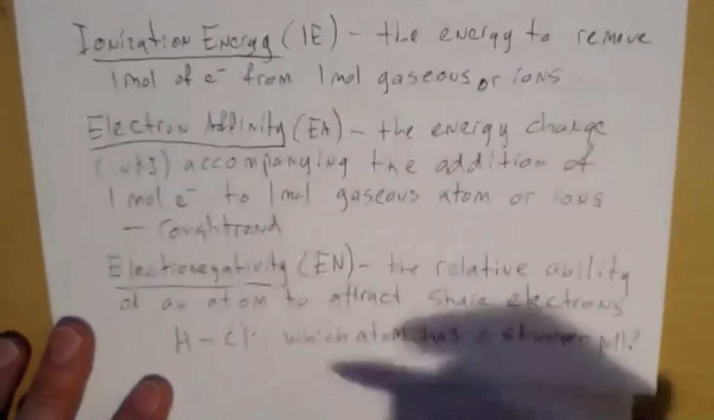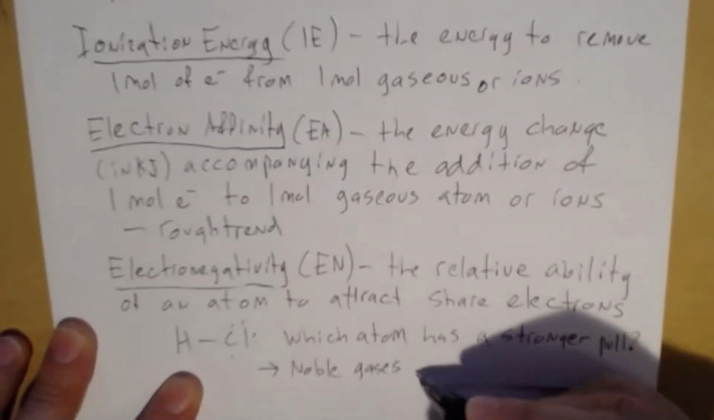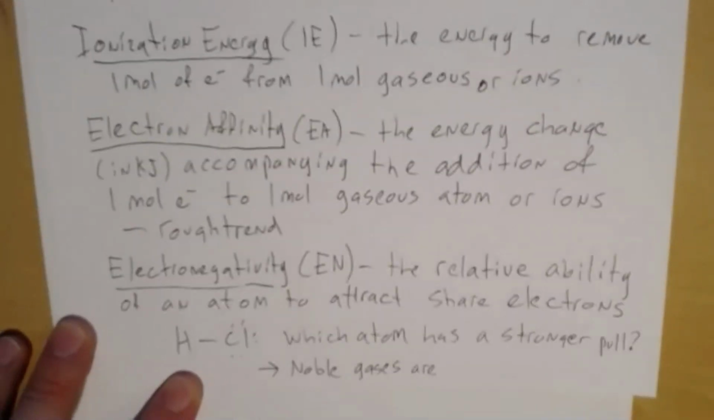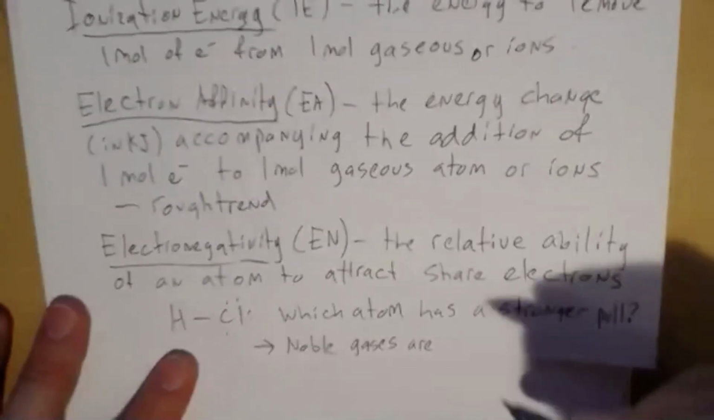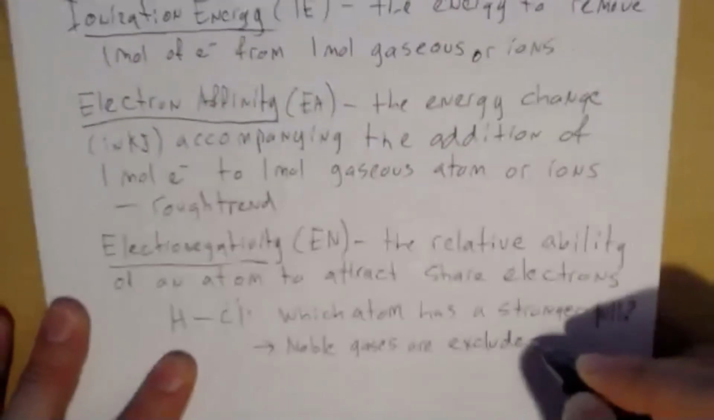And the last thing to say about electronegativity is noble gases are excluded because they don't tend to want to make bonds and gain electrons. So they're excluded from this chart.